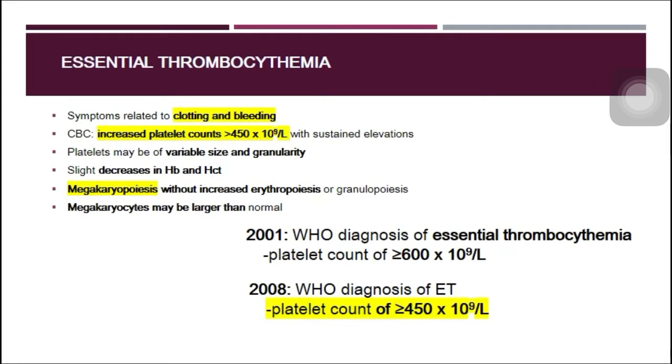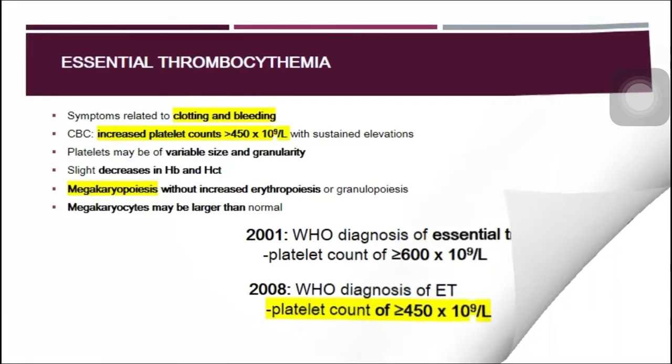Now, according to the first criterion, which is the 2001 World Health Organization criterion for the diagnosis of essential thrombocythemia, platelet count should be greater than or equal to 600 times 10 raised to the 9 per liter. In 2008, this was revised. Also under the World Health Organization criterion, the diagnosis of essential thrombocythemia was revised to a platelet count of greater than or equal to 450 times 10 raised to the 9 per liter.